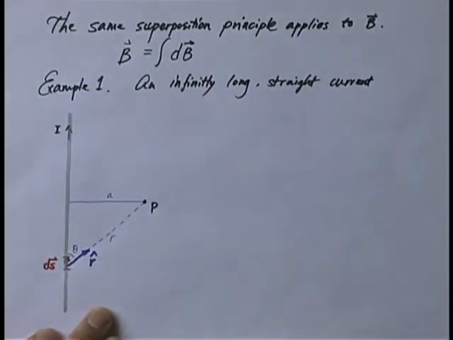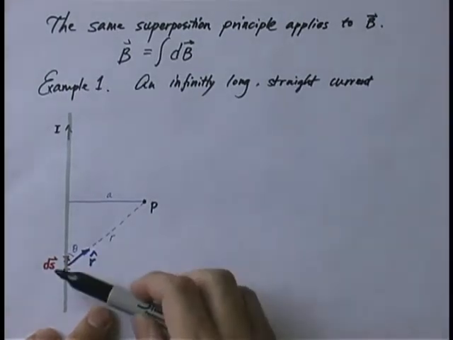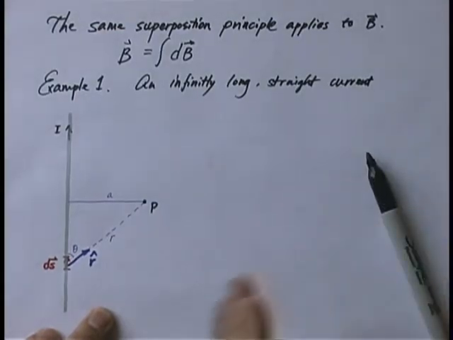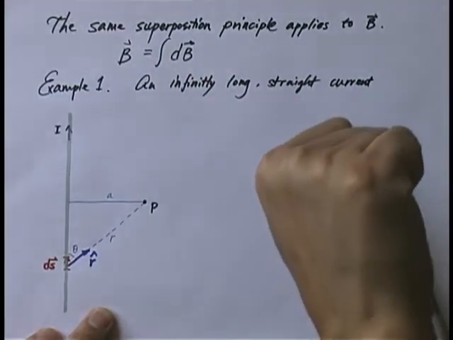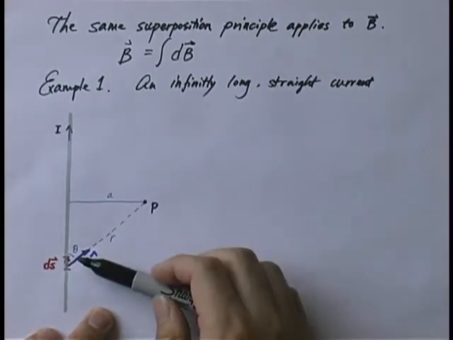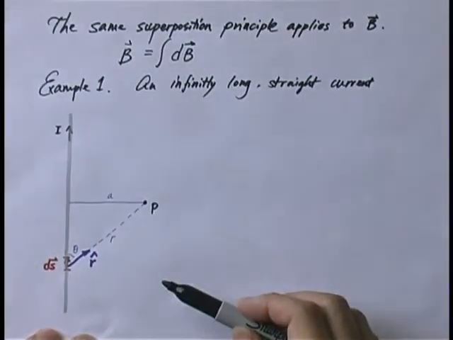Now, first of all, what is the direction of the magnetic field produced by this little current element? Well, it is ds cross r, right? ds is this vector, r is that vector. So ds cross r, what do you get? You get a magnetic field pointing directly into the paper, right? Pointing into the paper. And that, in fact, is the same for all current elements for the entire wire.